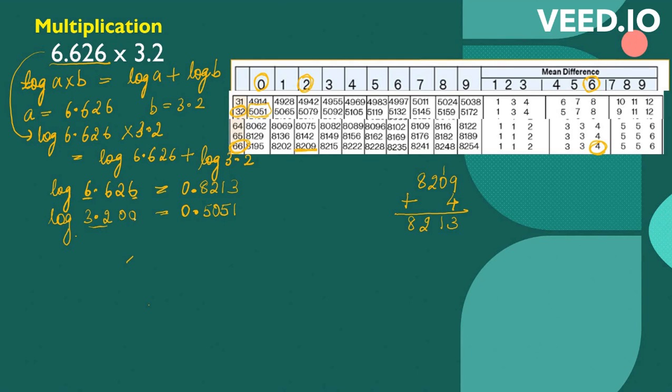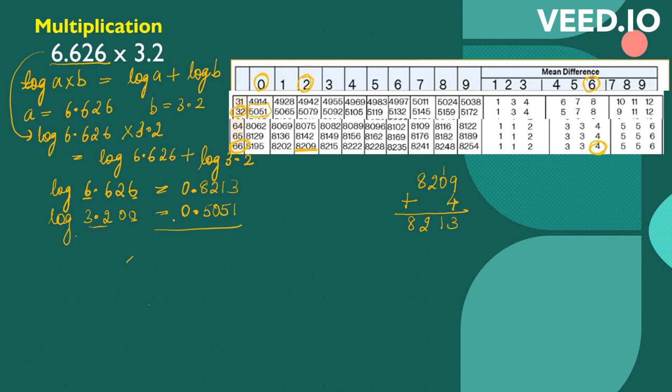Why am I writing it here directly? Because we don't have any fourth digit. The fourth digit is 0. In the mean difference column number 2 we don't have 0. Are you getting my point? So I don't have to add a value to the value obtained with the third digit. So I'm skipping that step, and I'm just putting it here directly.